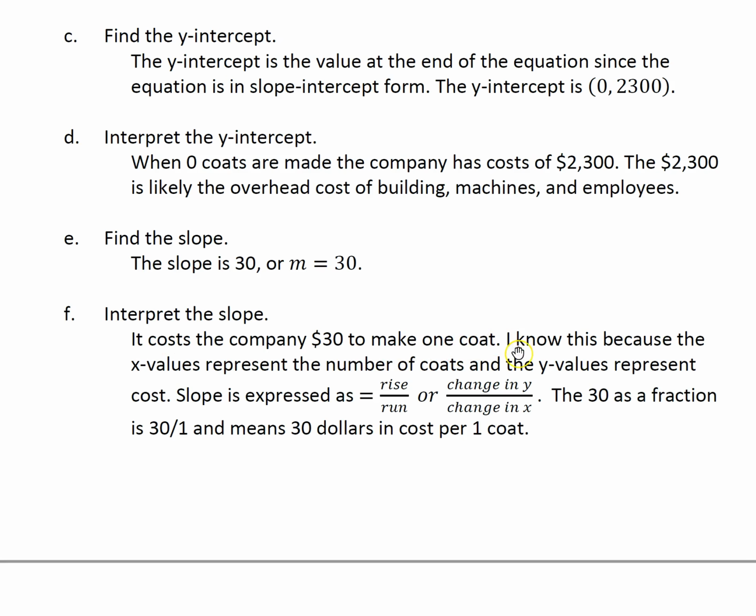The following pieces help us know how that happened. I know this because the x values represent the number of coats and the y values represent cost. Slope is expressed as rise over run or change in y over change in x. And we know the 30 as a fraction is 30 over 1. So the 30 is the y value, and for the y values, that was total cost. The 1 is from the x values, and that was the number of coats. So this means $30 is the cost for one coat.